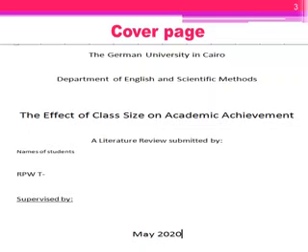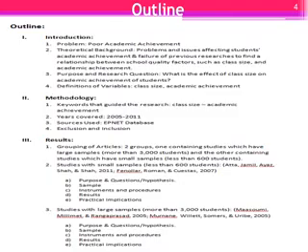Now let us move to the outline. The first section is entitled Introduction. Of course, you have to indent and write the element in a phrase form. You will include in this section the problem and its theoretical background. For instance, here the problem is students' academic achievement in relation to class size.